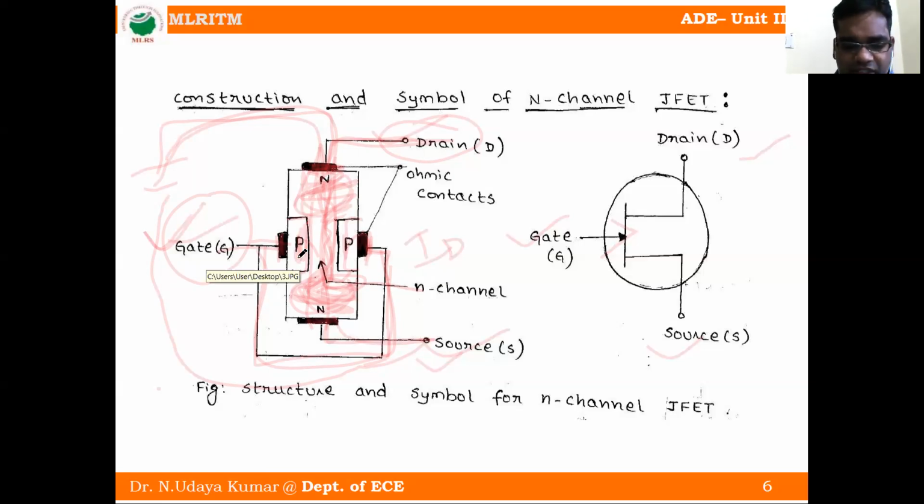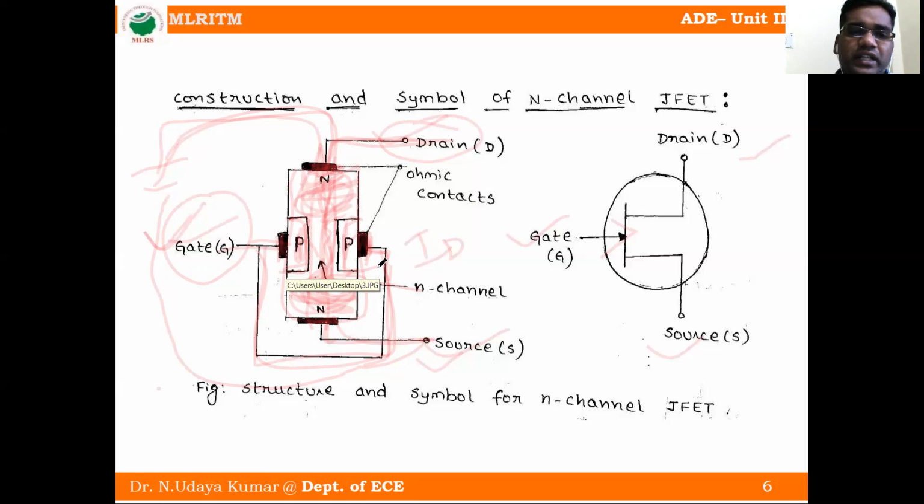It is diffused on both sides of the N-type silicon bar. So this is the total N-type silicon bar, and we diffuse P-type material into both sides. So PN junctions are formed. These layers are joined together and called the gate. So these are the three terminal descriptions. Okay.